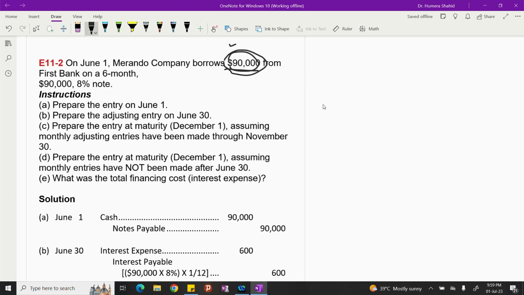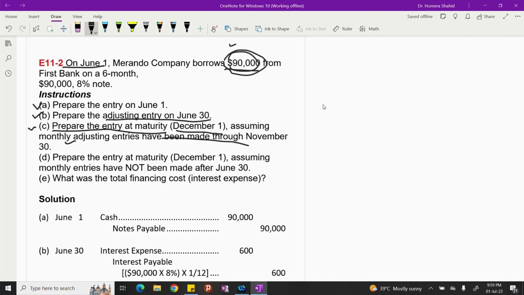Okay. What are the instructions? Firstly, because the borrowing happened on June 1st, they want us to record the journal entry on June 1st. Then they also want us to record the journal entry on June 30th. Okay, and then point C is prepare the entry at maturity, which is December 1st, assuming monthly adjusting entries have been made through November 30. Means till November 30th, all the monthly adjusting entries.